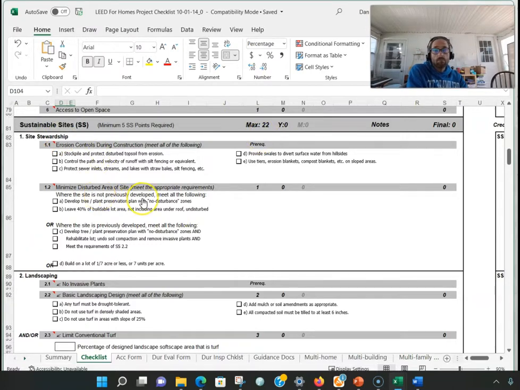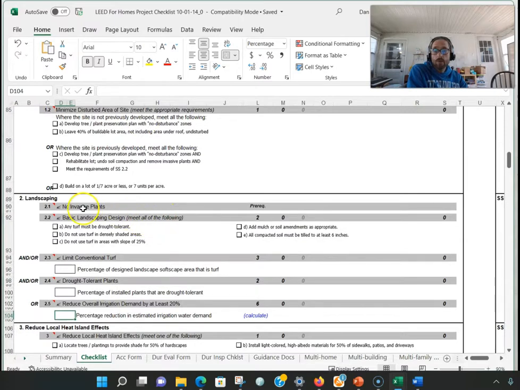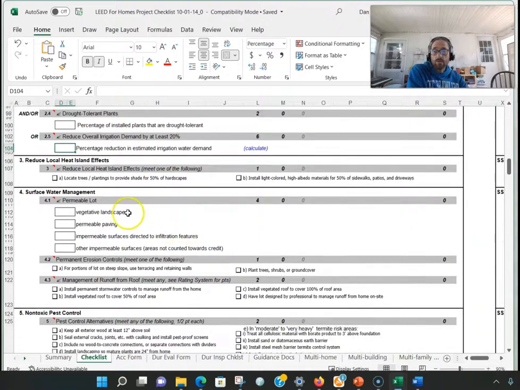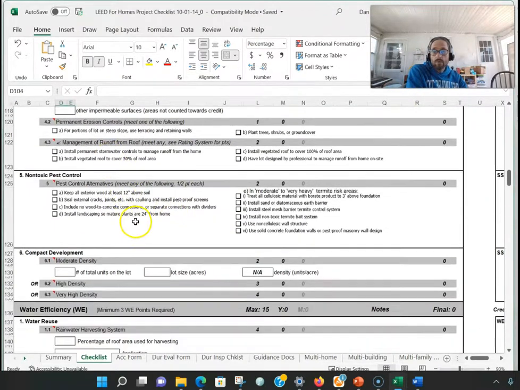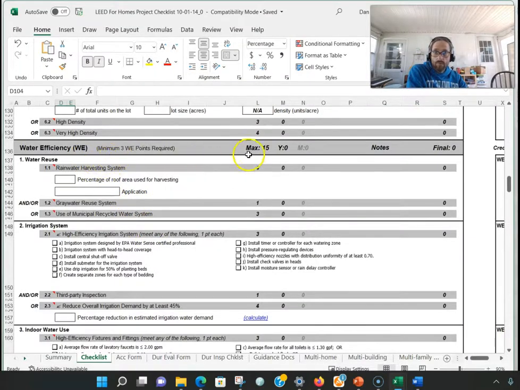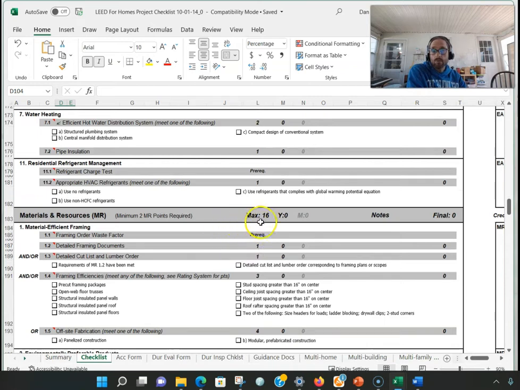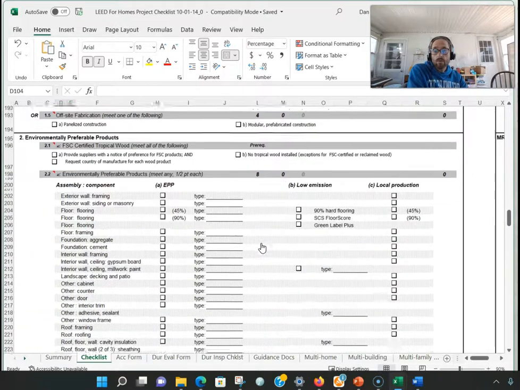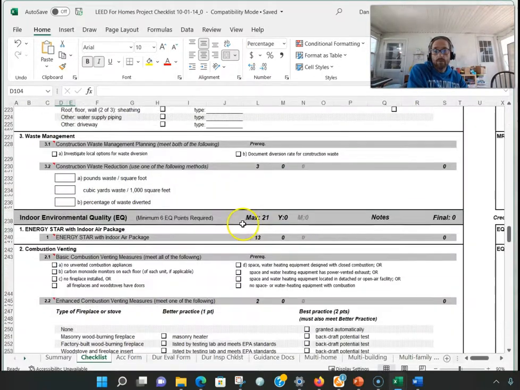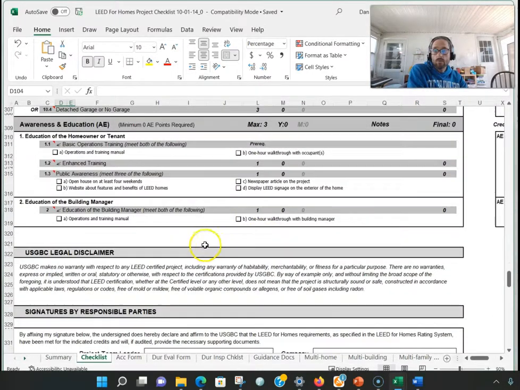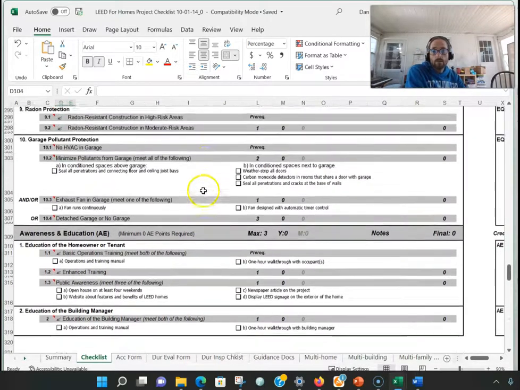So erosion control, not disturbing too much land, no invasive plants, landscaping design, irrigation reduction, heat island effects, surface water management. Here's pest control, compact development. There's a whole thing up to 15 points for water efficiency. So water use, you have your energy and atmosphere up to 38 points for this. Materials and resources, so using natural building materials, or are you not putting too much in the landfill. Environmentally friendly products. I mean, you can see this goes on and on. Indoor air quality, awareness and education. So if you use your building for education, you can get a couple of points, right?